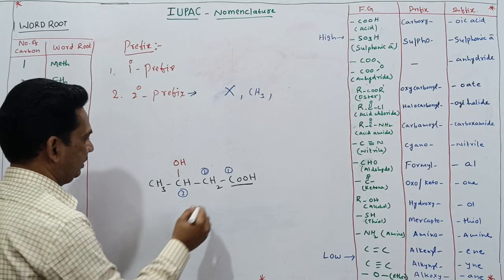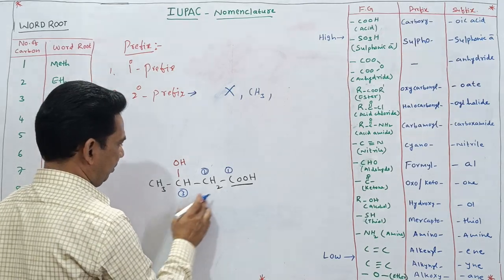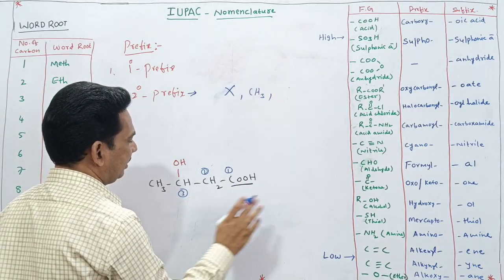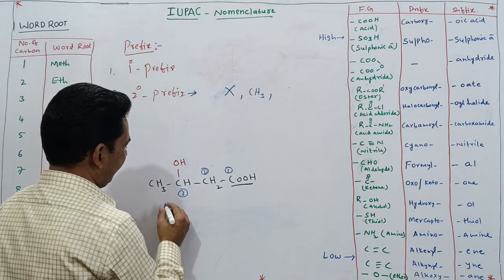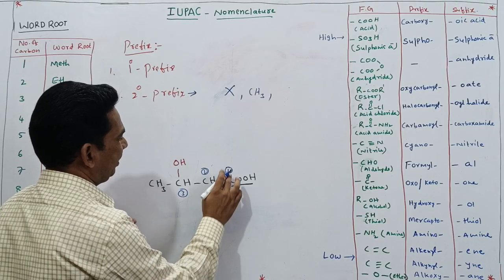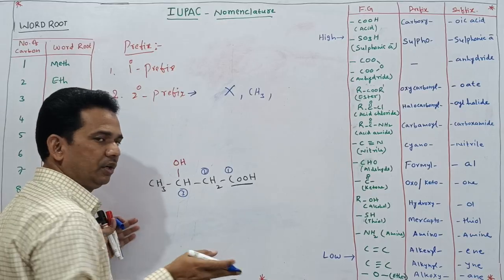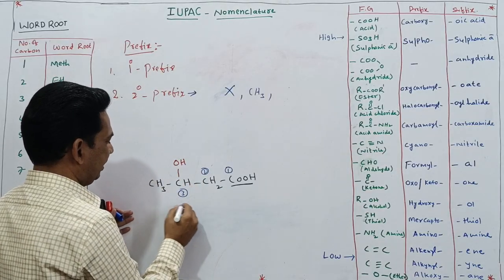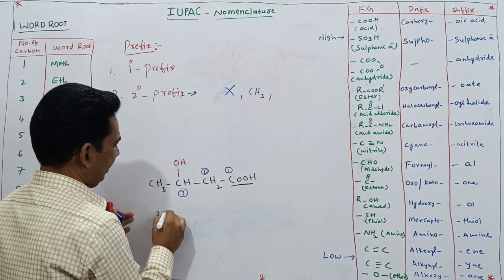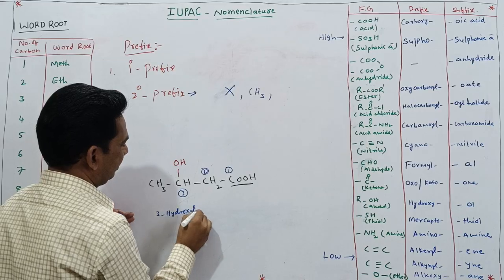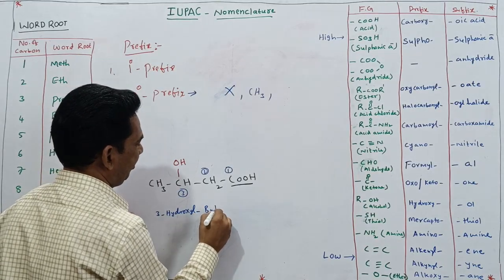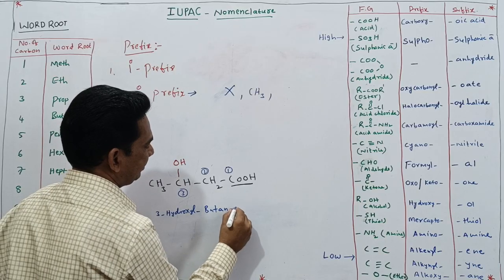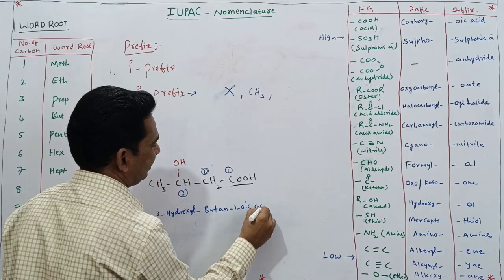What is the name for this one? It has 4 carbons, that's why the word root is but. It is the normal chain with single bonds, so it will become ane as the primary suffix. Then I will write the name, numbering 1, 2, 3, 4. I am giving the numbering in this way; I will tell you why in the rules of IUPAC nomenclature. First we have to understand what the secondary prefix is. I will write the name: 3-hydroxy, 4 carbons so butane, and at the first position the acid group is there, 1-oic acid.